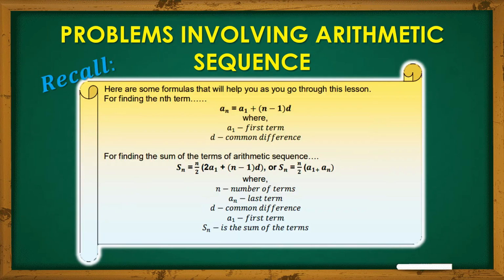So here are some formulas that will help you as you go through this lesson. We have a sub n equals a sub 1 plus the quantity n minus 1 times d. And of course, for finding the sum of the terms of arithmetic sequence, we have these formulas.